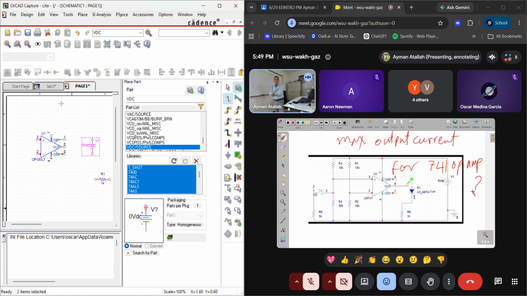On the PSpice or in general? No. In general, on Google. Google it.